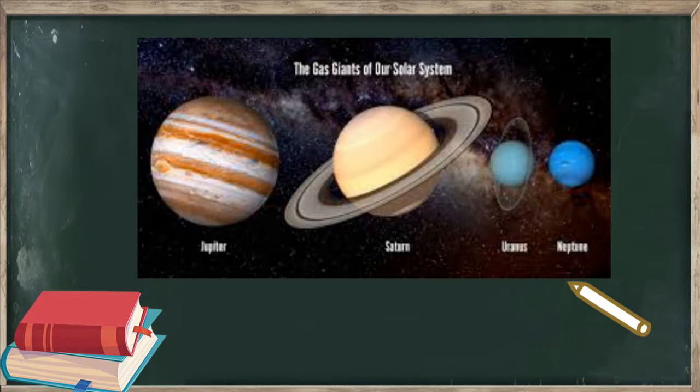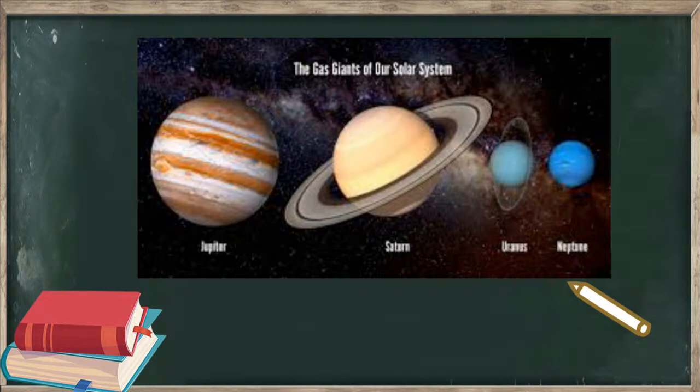From 1930 to 2006, Pluto, the farthest planet from the Sun, was known as the solar system's ninth planet. But in 2006, it was declared a dwarf planet. Dwarf planet means that Pluto is no more a planet in the solar system.